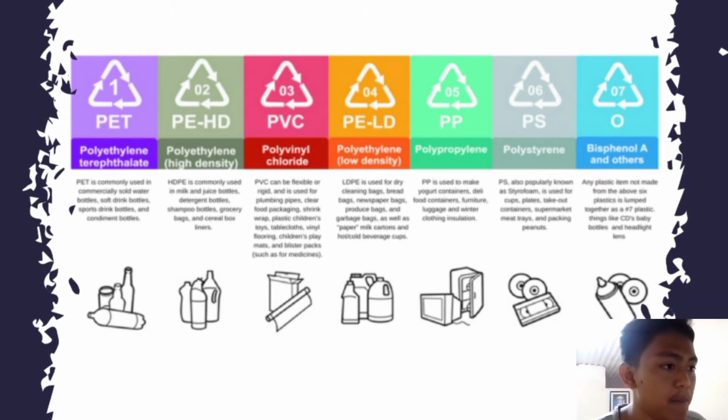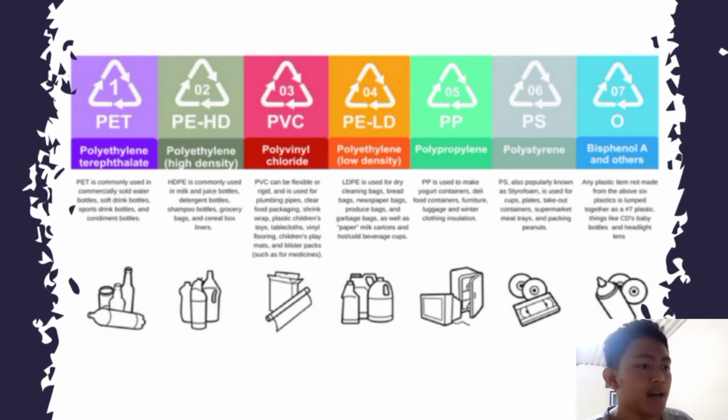So, sa number 1, PET, na ibig sabihin ay polyethylene terephthalate. So, PET po is commonly used in commercially sold water bottles, soft drink bottles, sports drink bottles, and condiment bottles. So, si PET po yun yung pinaka-commonly used. So, pag tinignan mo po yung isang mineral bottle, sa ilalim po ay karaniwang merong symbol po na triangle, tapos may 1, tapos PET.